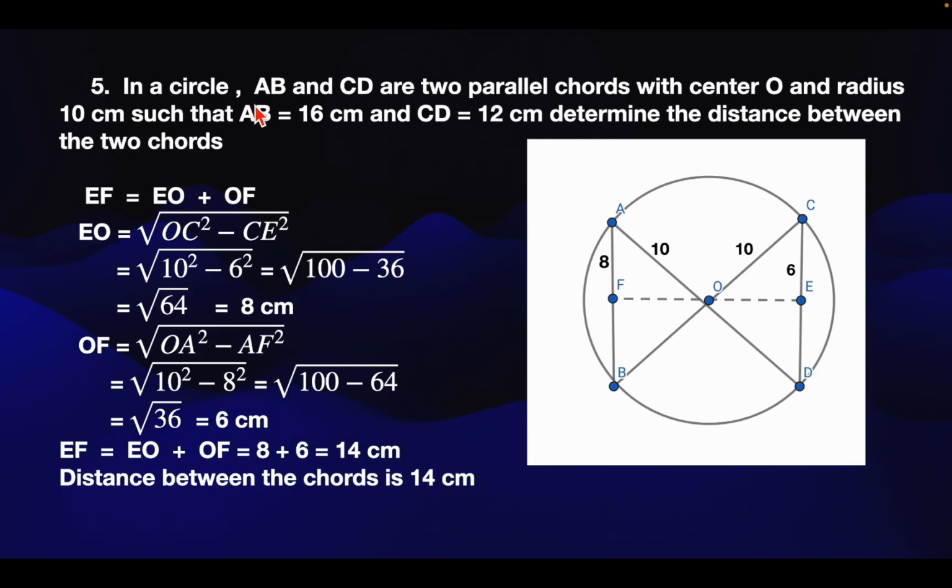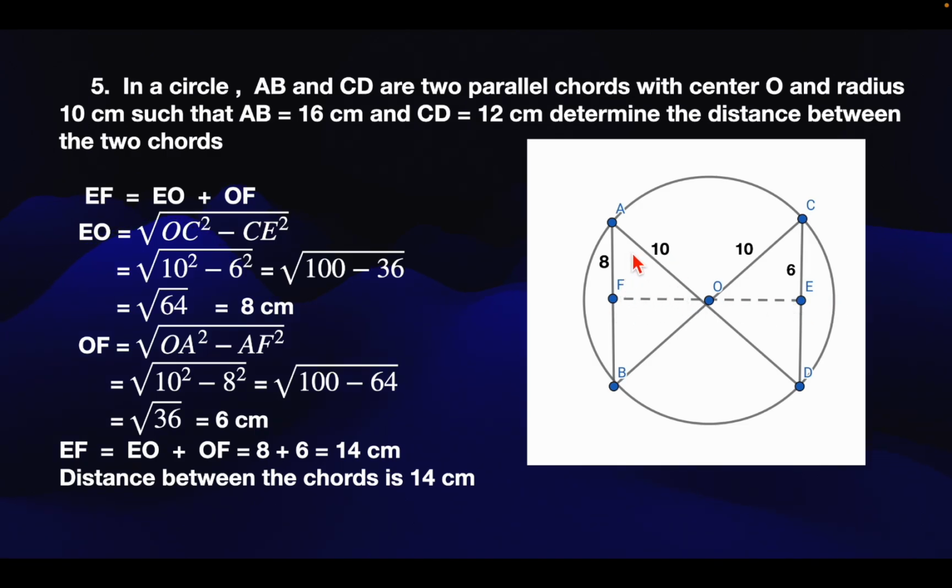Question 5. In a circle, AB and CD are two parallel chords with center O and radius 10 such that AB is equal to 16 and CD is equal to 12 centimeter. Determine the distance between the two chords. So here this is one chord, this is another. Length of this chord is 16 centimeter, length of this chord is 12 centimeter. Okay, so they meet in the center like this. Radius of the circle is 10 and 10. Okay, we are asked to find this distance FE. Okay, the distance between the two chords.